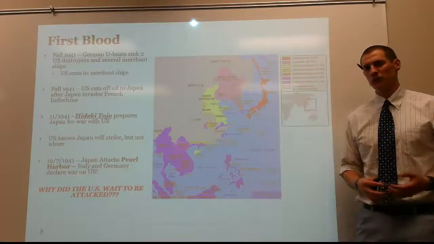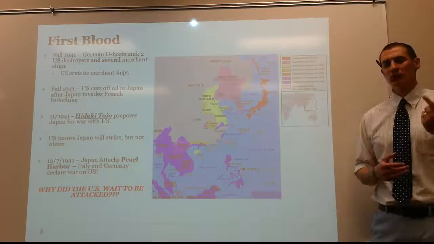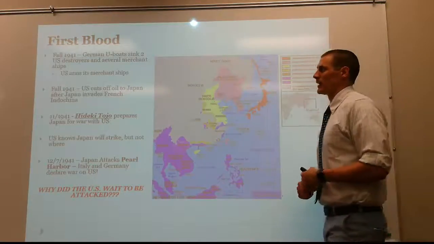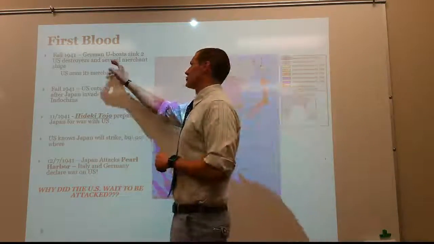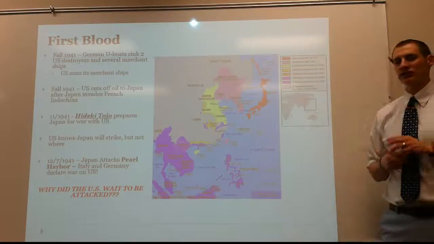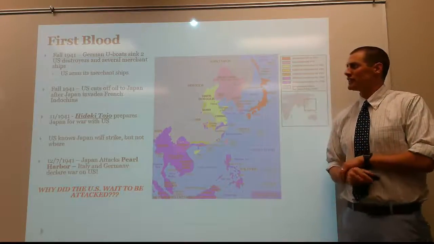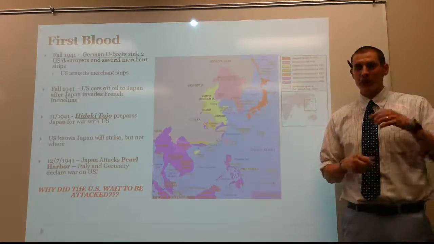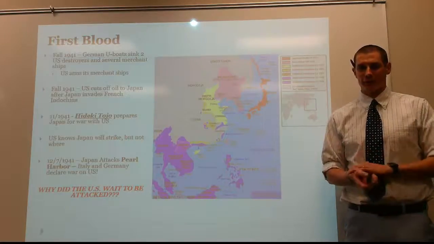But eventually war does happen. And first blood is extremely important. In the fall of 1941, just a couple months after the Atlantic Charter is written, German U-boats sink 2 U.S. destroyers and several merchant ships. The U.S. will then begin to arm its merchant ships.